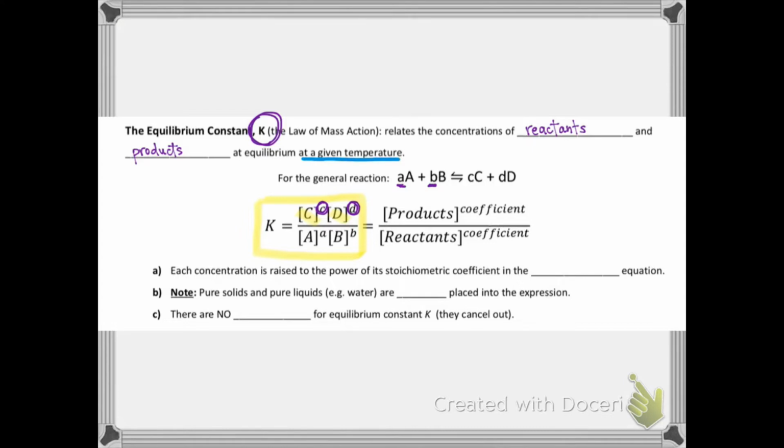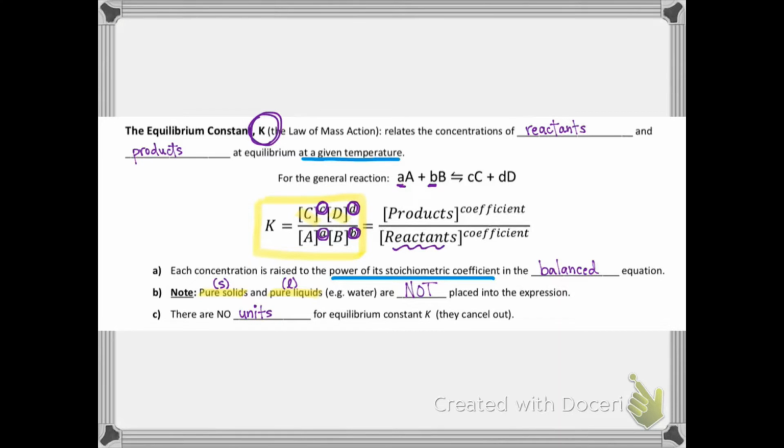And then you do the same thing on the bottom, but on the bottom, of course, are going to be your reactants. And for each reactant, you're also raising those to the power of their stoichiometric coefficient. Of course, the only way to do this is to have a balanced equation. It is very important to note pure solids and pure liquids, basically anything with a little parentheses of S or L next to it, are not included in an equilibrium constant expression. And good news, there are no units on the equilibrium constant K.